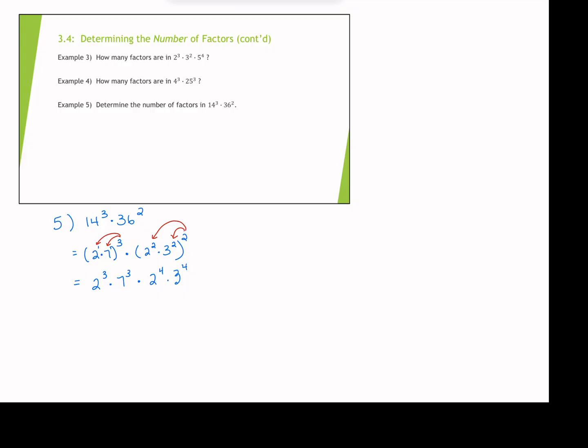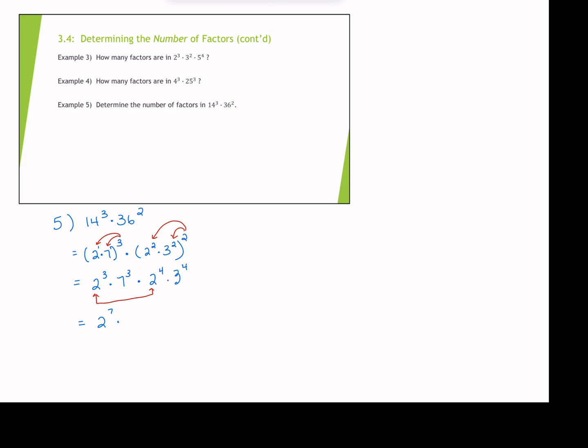So at this stage, we can recognize that yes, all of these bases are prime, but one other little thing seems to be nagging at us right now. We have bases of 2 in 2 different places, and we know that multiplication is commutative. So if we wanted to group them together, we could write the total number of 2's that we have. So this becomes 2 to the power of 3 plus 4. Remember, you add your powers when you multiply bases that match. So 2 to the power of 3 plus 4 is really 2 to the power of 7.